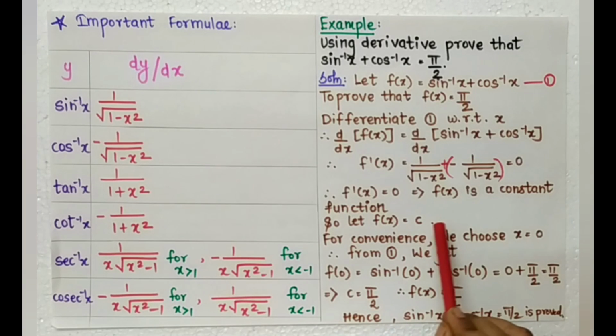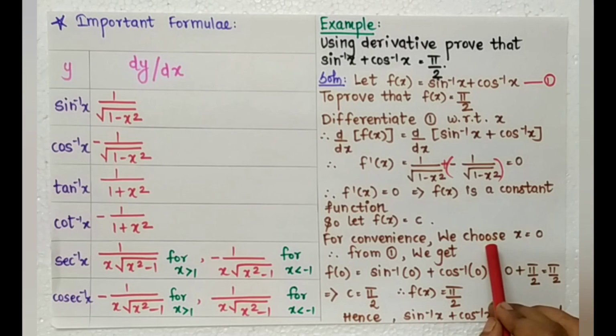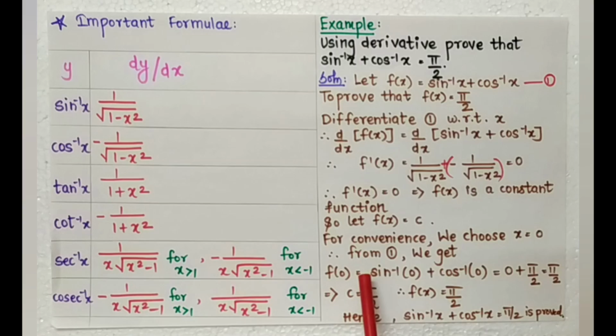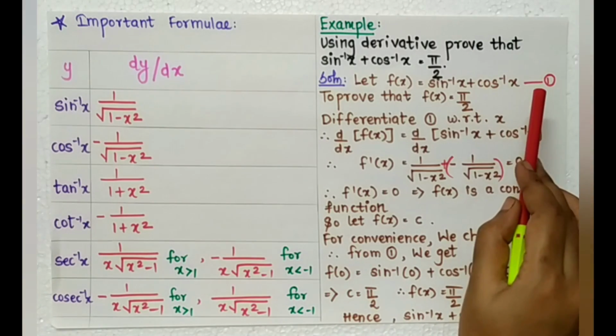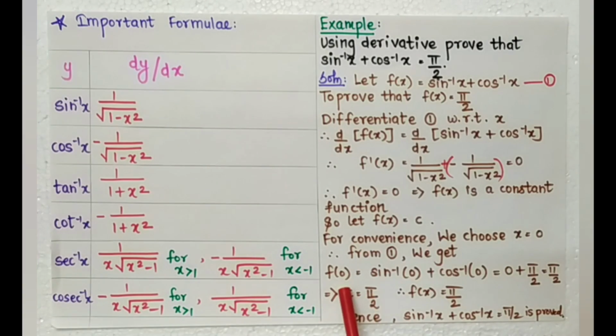So we let f of x equal to c. We take some value for f of x, that is equal to c. Now, for convenience, we choose x equal to 0. This is only for our convenience. We are taking x equal to 0 to arrive at the required answer. Therefore, from 1, now we have to consider equation number 1. We get f of 0, in place of x we put 0, is equal to sine inverse of 0 plus cos inverse of 0. We know that sine inverse of 0 is 0.